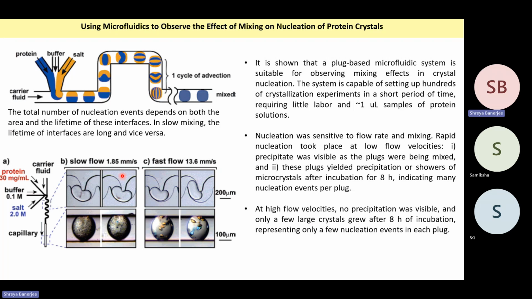I'll just repeat this once more. What was seen from this experiment is if the flow rate is slow, you have multiple nucleations happening everywhere. So if there are multiple nucleations, you will have many small crystals. But if the flow rate is fast, you will have very few nucleations. So few nucleations means you will have few large crystals. So depending on your application, you can get small crystals or large crystals.